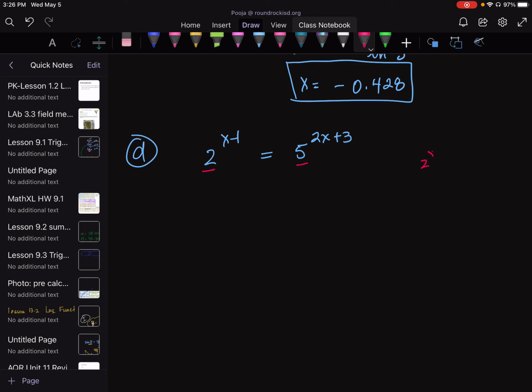However, if it had been, let's say, 4 raised to the power of 2x plus 3, then I could have made the same bases, because 4 can be written as base 2 raised to the second power. But it's not, so I really can't do any of that. My only option is to take log or natural log of both sides. That part doesn't matter.